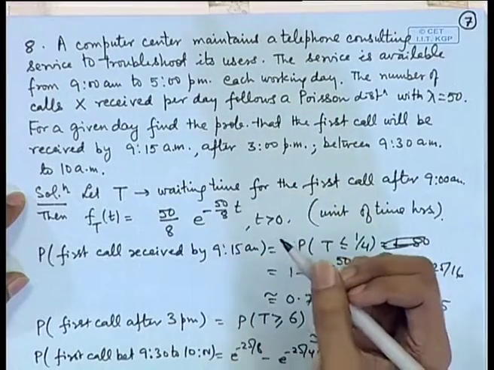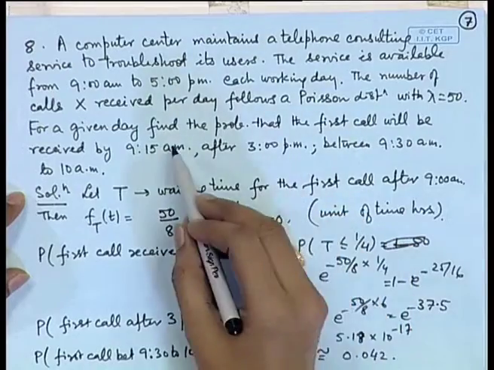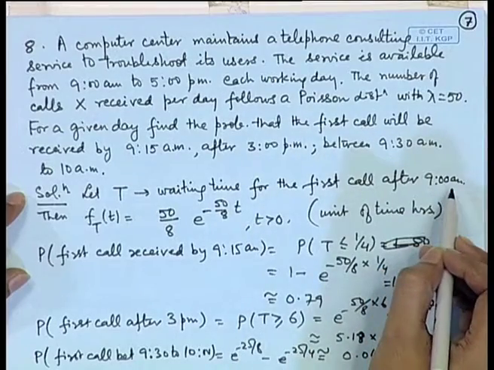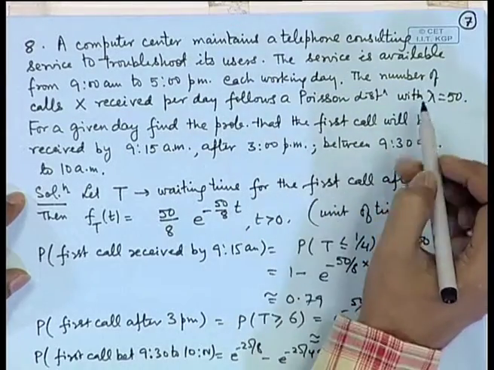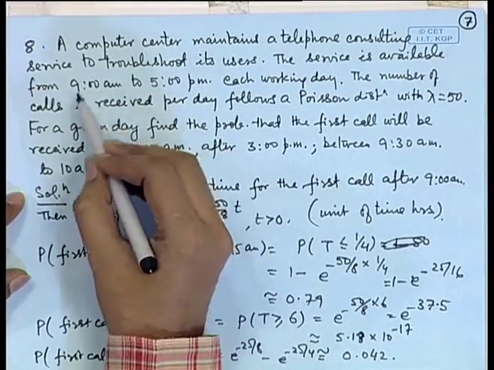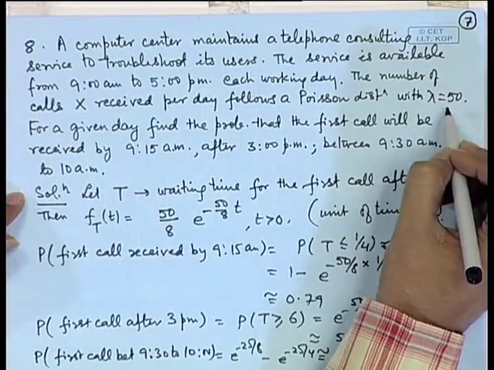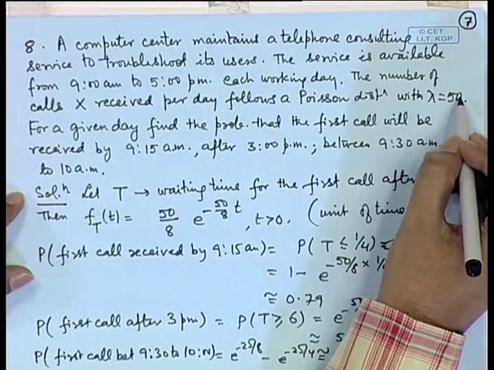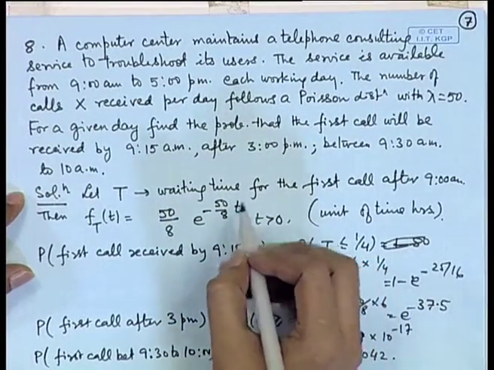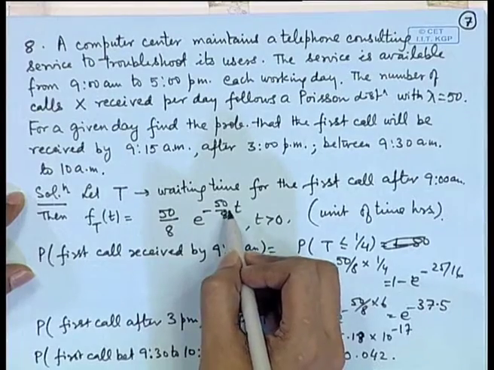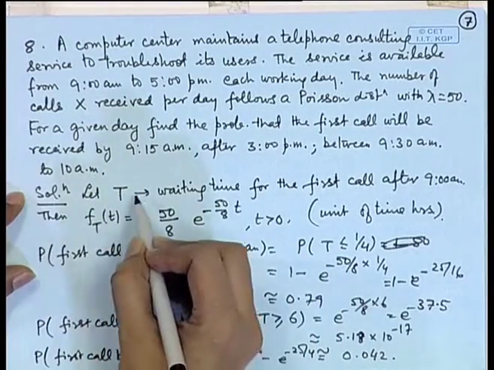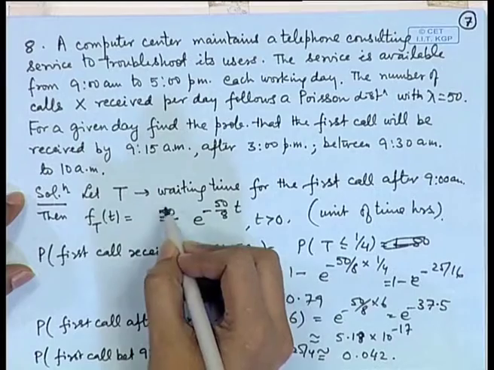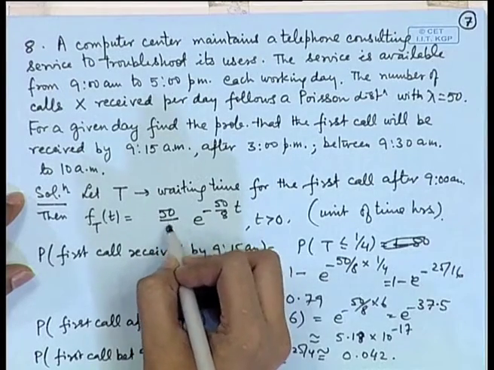So, let us look at the modeling of this problem. Since here time is asked, we can consider t as the waiting time for the first call after 9 a.m. Now, we are considering the day as an 8-hour period, and in the 8-hour period the rate of calls received is lambda equal to 50. So, in a 1 hour period it will be 50 by 8. So, if I consider t as the waiting time for the first call after 9 a.m., then the distribution will be negative exponential with lambda equal to 50 by 8.